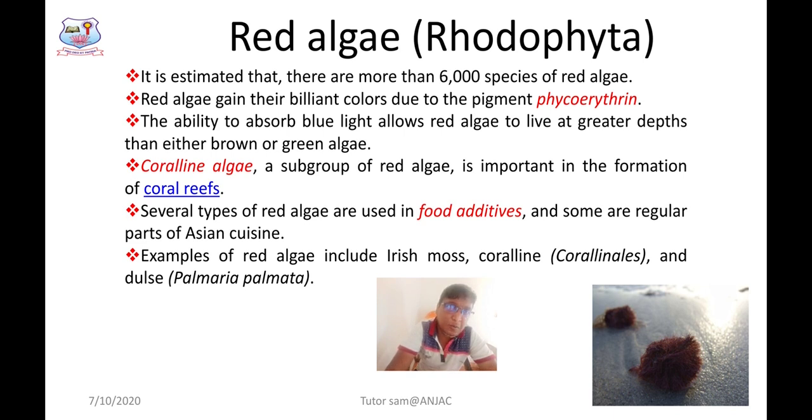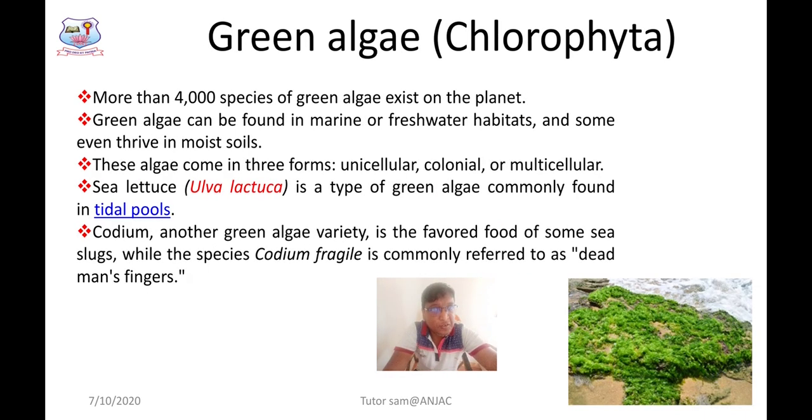What makes the red algae grow in the depth of the ocean? It has the capability to absorb blue light. A subgroup of red algae called coralline algae is an important formation of coral reefs. They are supplemented as food additives, and some are often used in parts of Asian cuisine. Examples of red algae: Irish moss, coralline, and dulse, Palmaria palmata. So this is a pictorial representation of red algae.